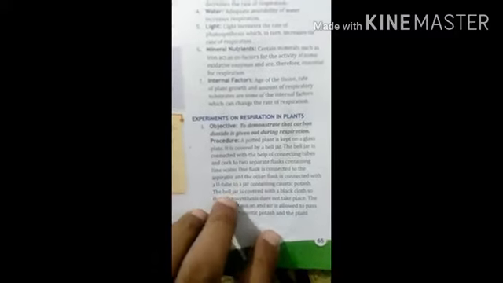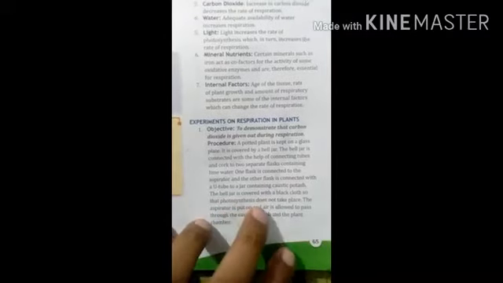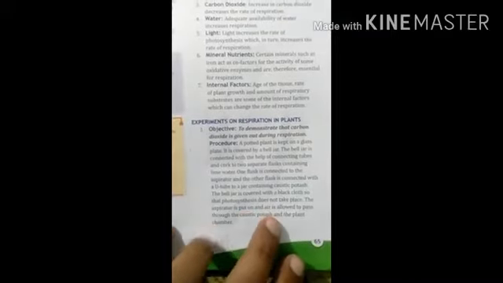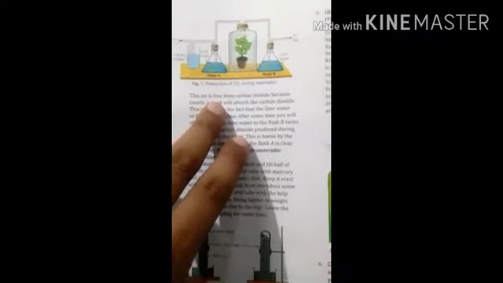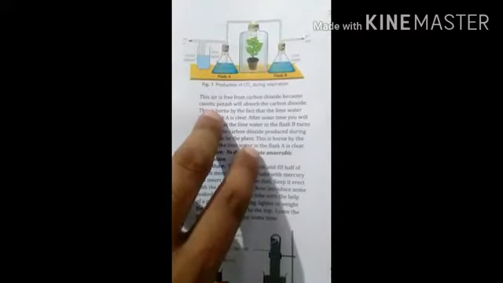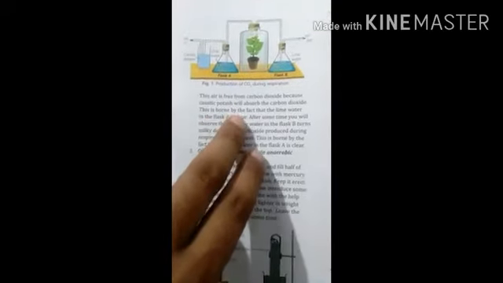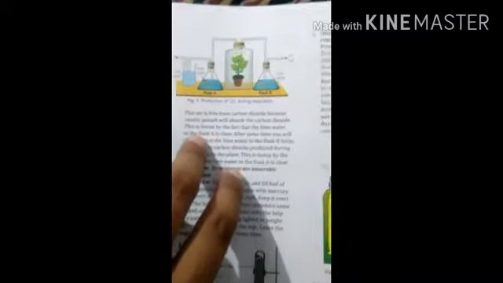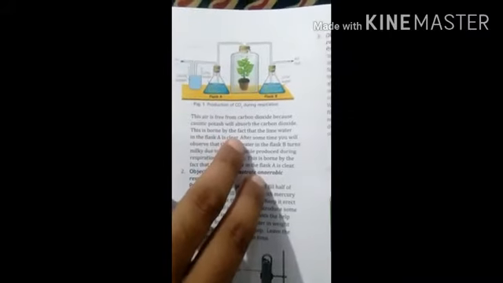The bell jar is covered with a black cloth so that photosynthesis will not occur. The aspirator is put on and air is allowed to pass through the caustic potash and the plant chamber. Here you will see that this air is free from carbon dioxide because caustic potash will absorb all the carbon dioxide. This is borne out by the fact that lime water in flask A will be clear.